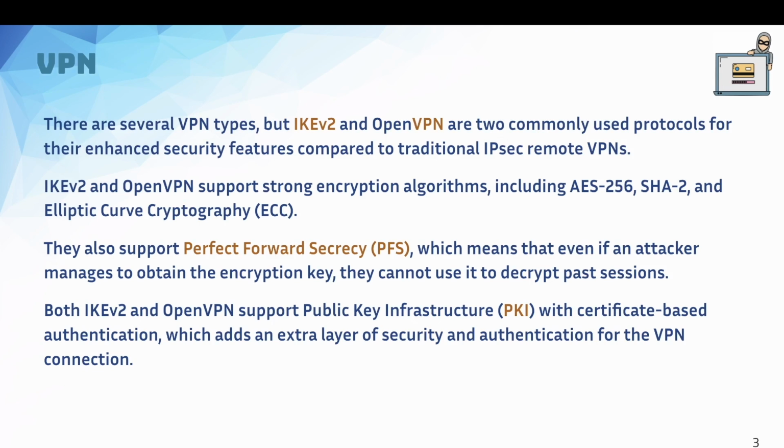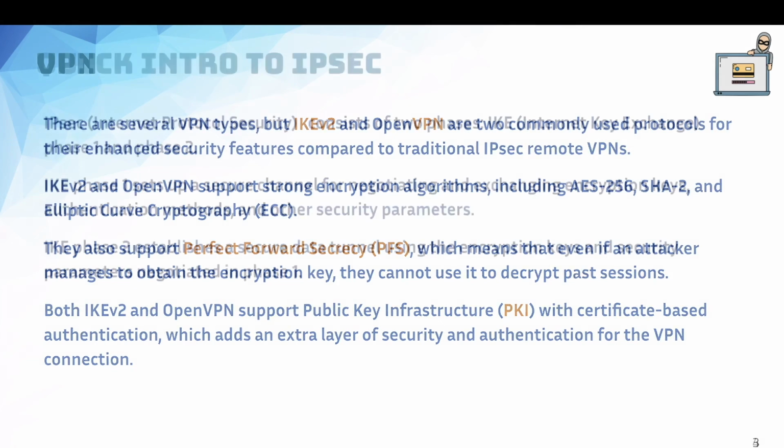Strong encryption algorithms. These include AES, SHA-2 and elliptic curve cryptography. Say that 10 times fast, or I would prefer to say ECC. Let's go with that. They also support perfect forward secrecy, or PFS. This means that even if an attacker manages to obtain the encryption key, they cannot use it to decrypt past sessions. PKI, with certificate-based authentication. This adds an extra layer of security and authentication for VPN connections.